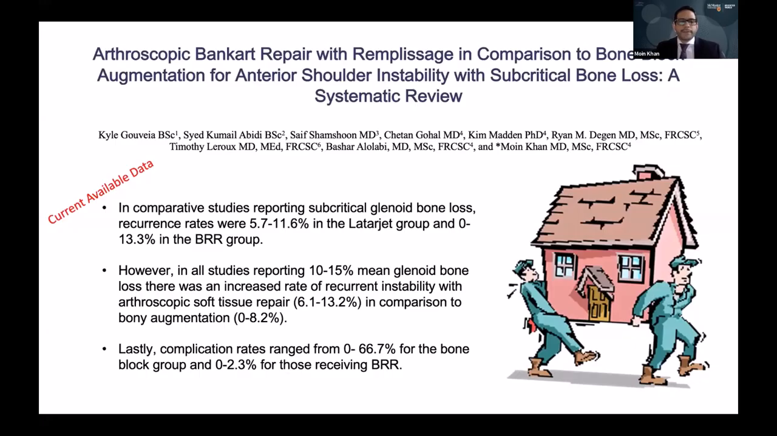I think some of the take-home points that you can glean from the low quality evidence is that recurrence rates are higher with Bankart remplissage versus lateral J, particularly when looking at glenoid bone loss more than 10 to 15%. And complication rates may be higher with the lateral J procedure than those with the remplissage.